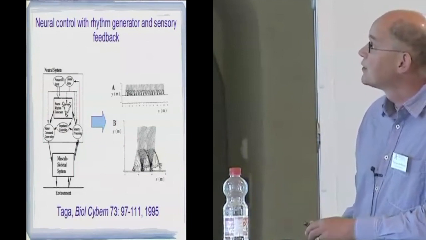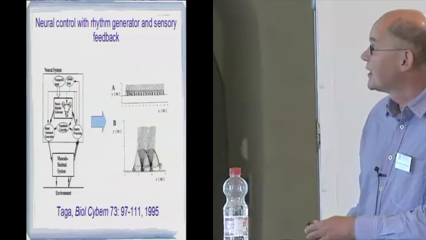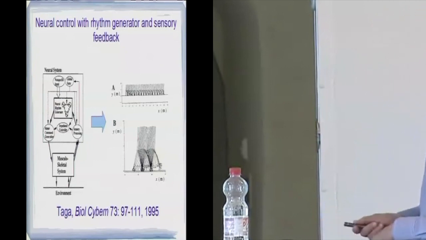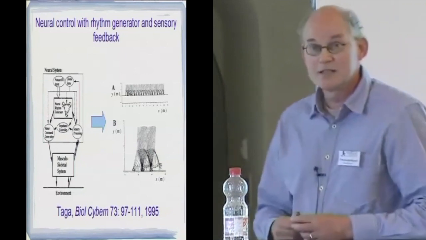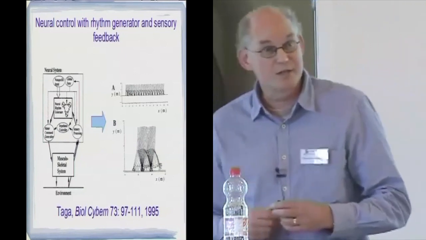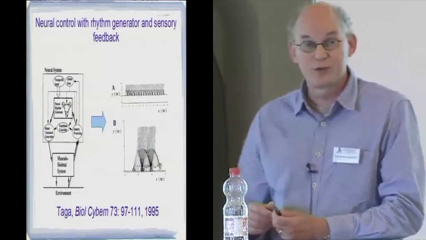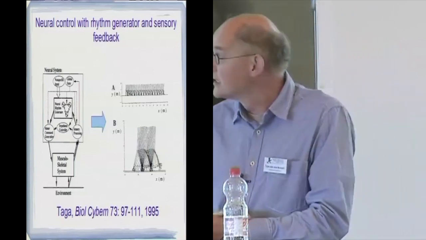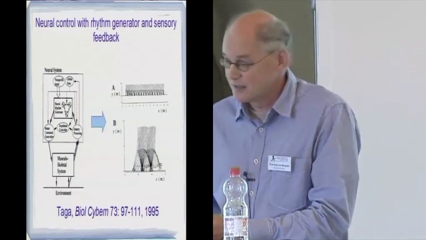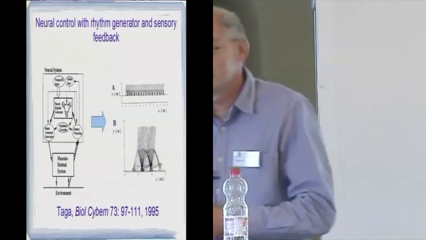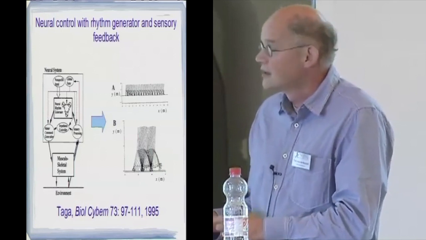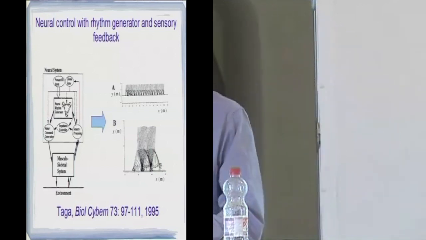This is a neural control with rhythm generators and sensory feedback from the 1990s. And so here's a musculoskeletal dynamic system. In this particular work, they didn't pay very much attention to the musculoskeletal modeling, so the muscles were basically torque generators and did not have elastic properties and realistic properties. So if you wanted to redo this work with a more realistic model, you can use the one that I'm giving today.